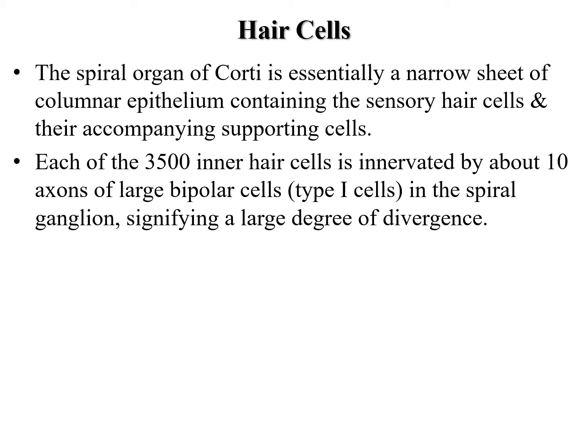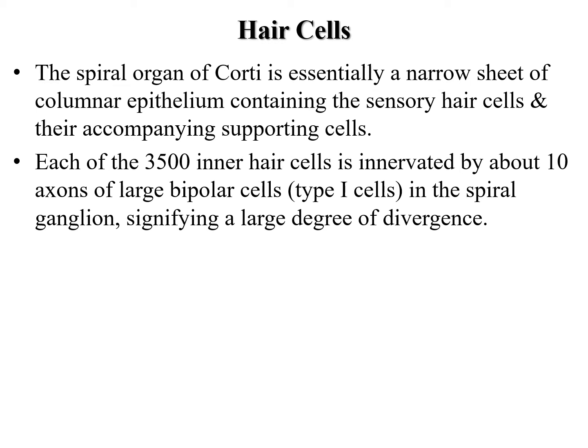Now, the types of cells in the spiral ganglia also vary. There are two varieties. One is the large bipolar type 1 cells, the other is the type 2 cells. The type 1 cells innervate the 3500 inner hair cells.